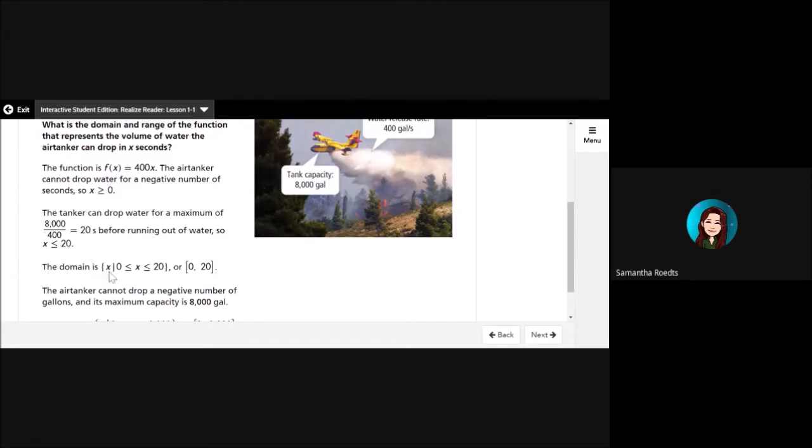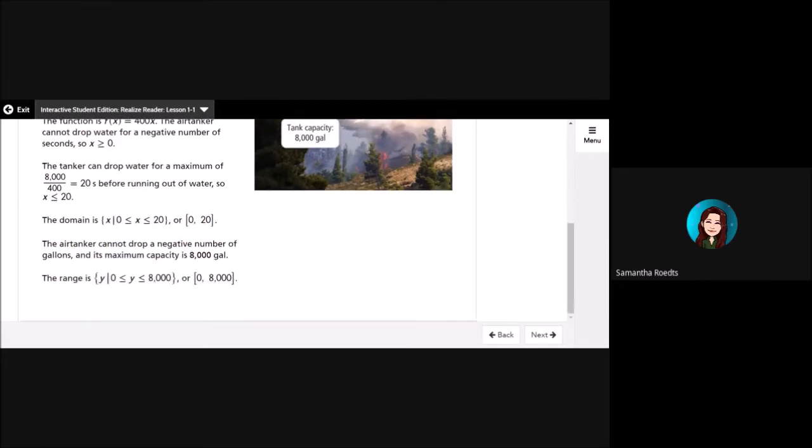So the domain is x is a set of 0 less than or equal to x less than or equal to 20, or bracket 0, 20 bracket. The air tanker cannot drop a negative number of gallons and its maximum capacity is 8,000. So the range is the set of y from 0 less than or equal to y less than or equal to 8,000, because somewhere in between, that's what we need. That's how many gallons of water we could potentially have. So, or bracket 0, 8,000 bracket.